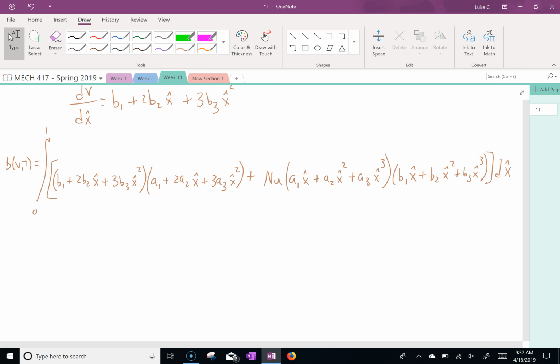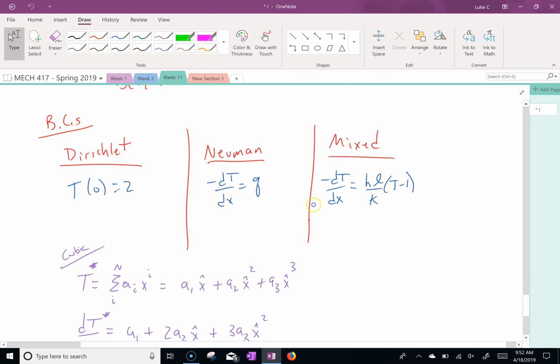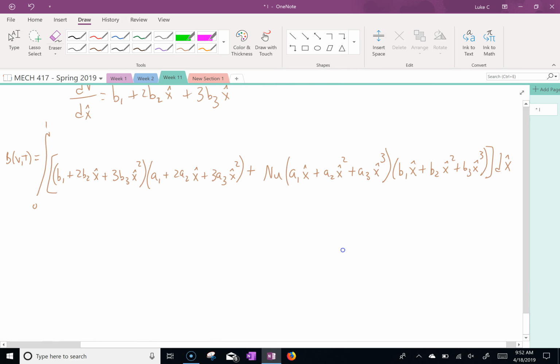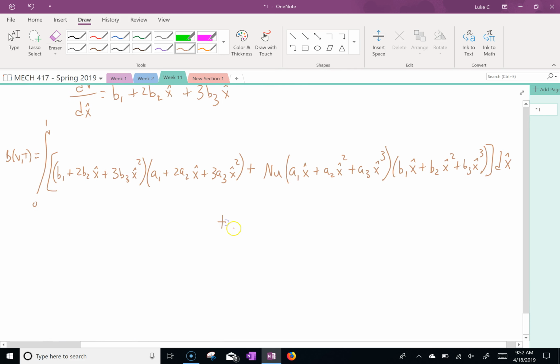Plus v times T star T. So if we go back up here, this term we got to do, right? What is it evaluated at? 1. So we just plug 1 in for x. So I'm going to put it down here. Plus B1 plus B2 plus B3 times A1 plus A2 plus A3.